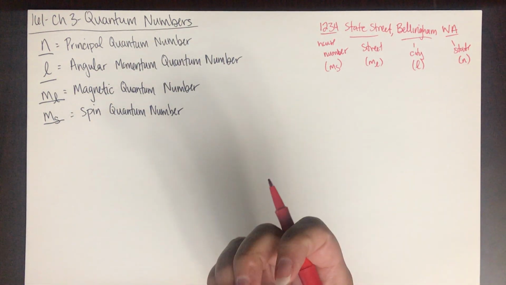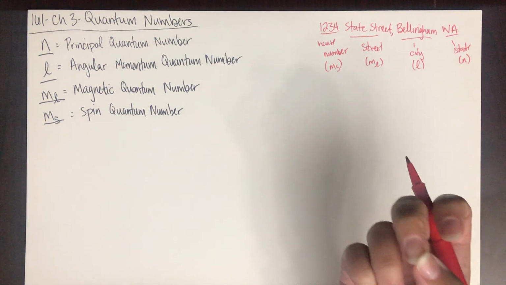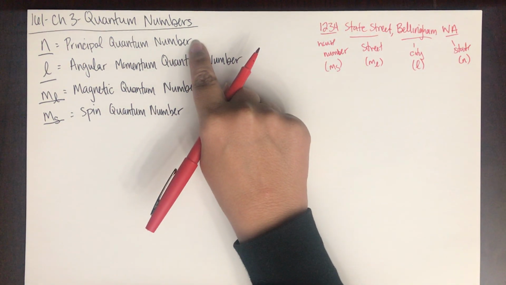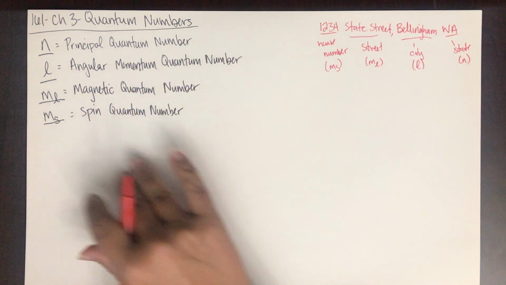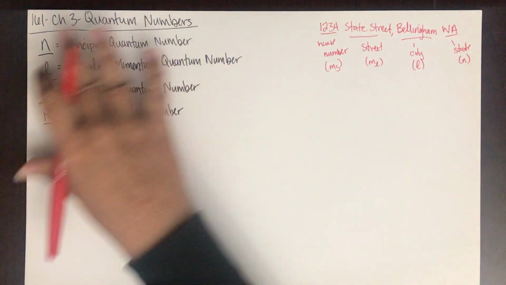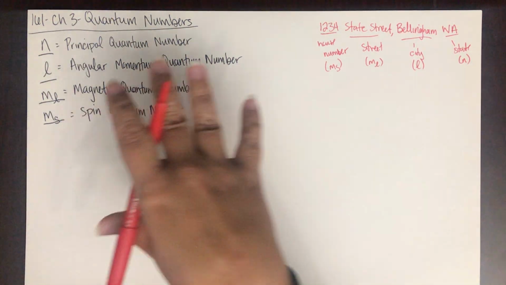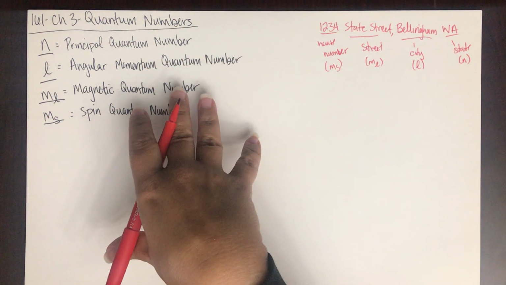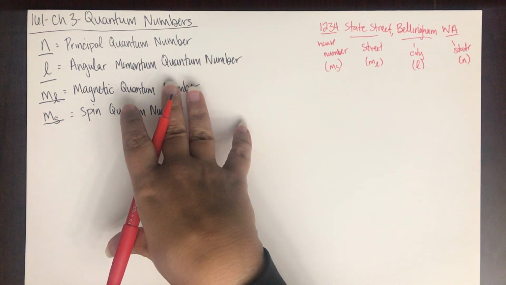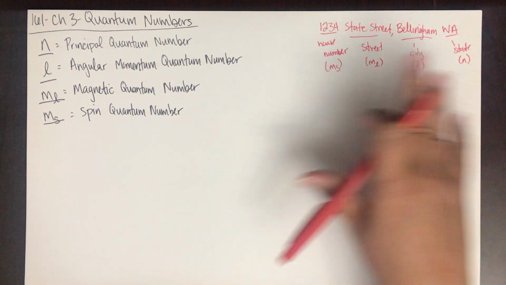It is the best prediction of where that electron is found. What energy level is it found in, and what type of orbital is it found in, and what direction is it spinning. That's what we're going to learn more about with these quantum numbers. This is obviously much more complicated than my little street address analogy, but it is similar.